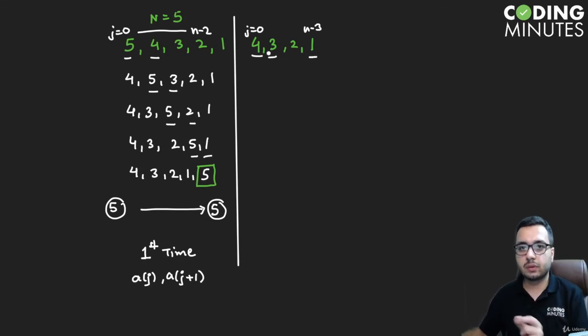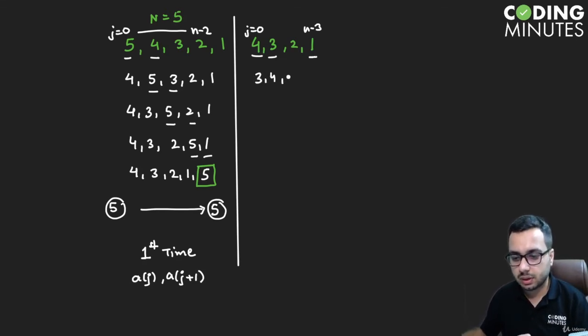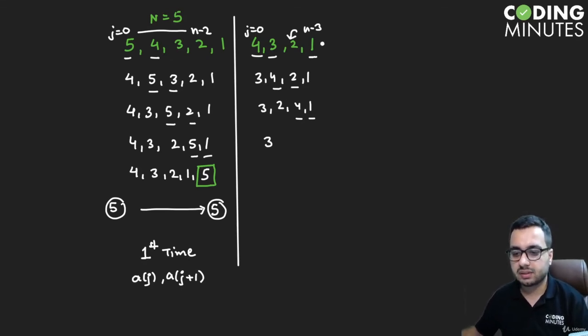We compare 4 and 3, it becomes 3, 4, 2 and 1. We compare 4 and 2, and it becomes 3, 2, 4 and 1. Then we compare 4 and 1, and it becomes 3, 2, 1 and 4. We go till this particular index, which is n minus 3, counting n minus 1, n minus 2 and n minus 3. First time we went till n minus 2.